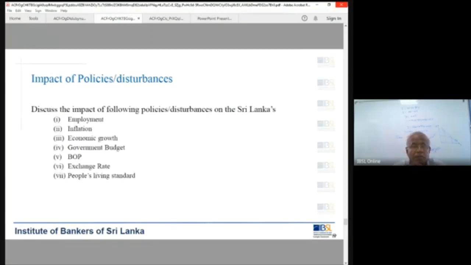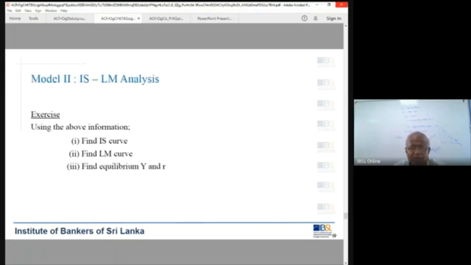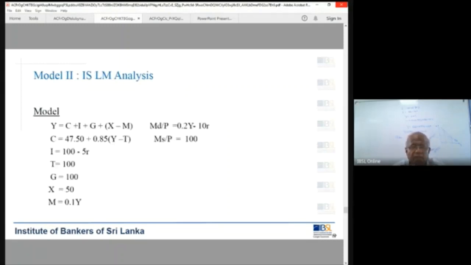Discuss the impact of the following policies. These are general questions, not only on the IS curve. The IS-LM discussion is finished at this point, right? Then the shifters you can discuss. When the government increases its expenditure, the IS curve shifts up. When the central bank increases the money supply, the LM curve shifts down. Equilibrium interest rate and income change.